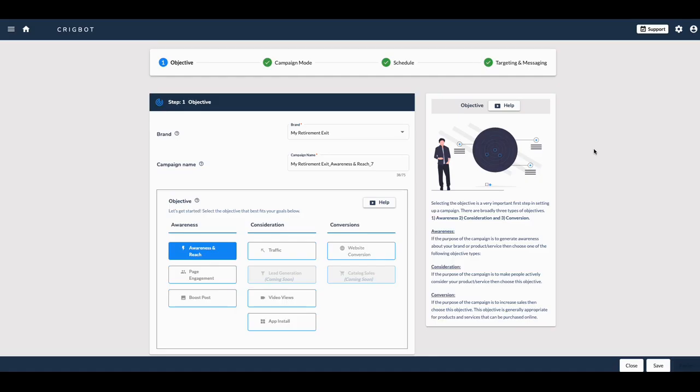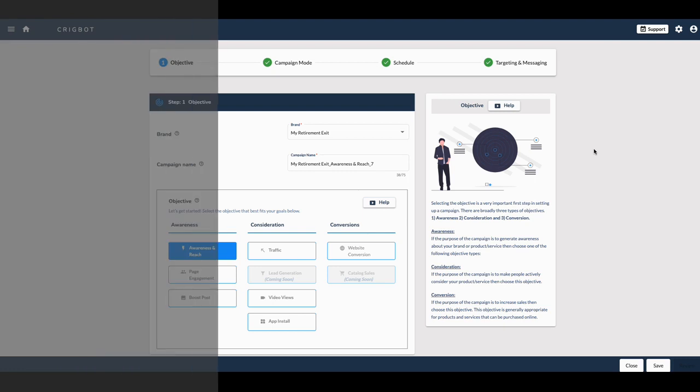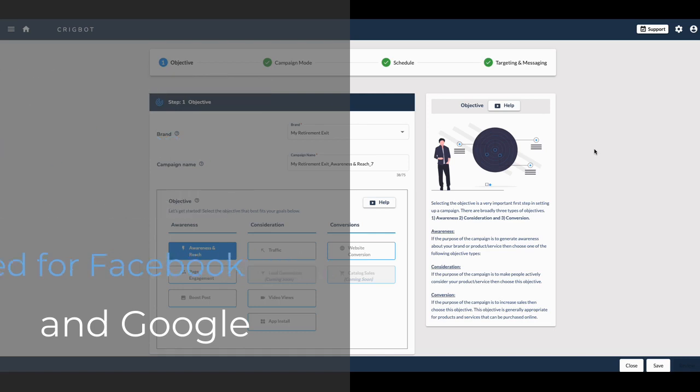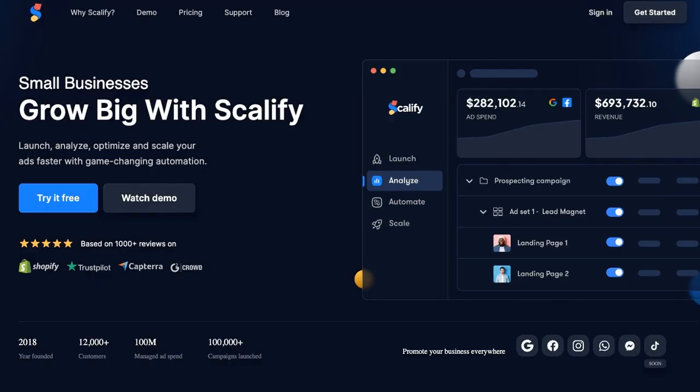But I'm going to keep this real light, and I'm going to make these about 5 to 6 minute segments on these two tools. The two tools I have are, again, Crigloo, and then I also have a tool called Scalify, and I'm just going to do some basic variations between those two.